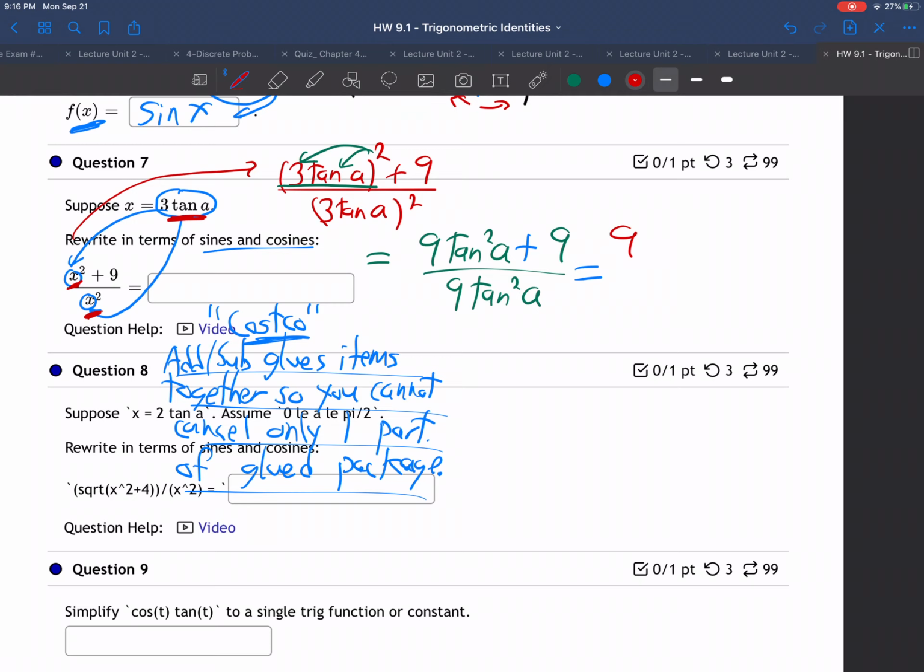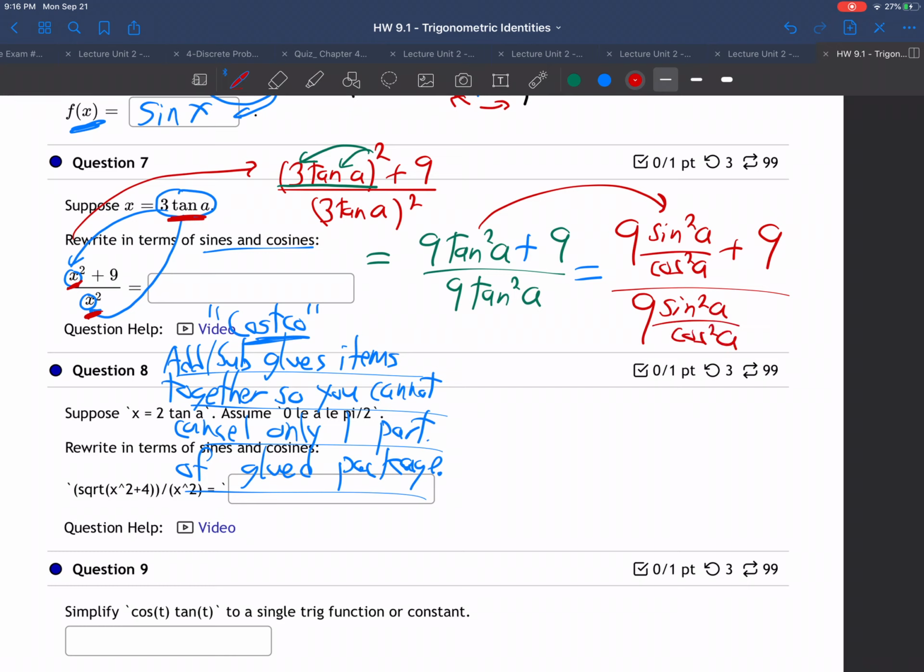9. I don't like that 9. And then what's tangent squared? Sine squared over cosine squared plus 9 over 9 times sine squared of A over cosine squared of A. We good so far? I just changed it so that we could rewrite it in terms of sines and cosines.